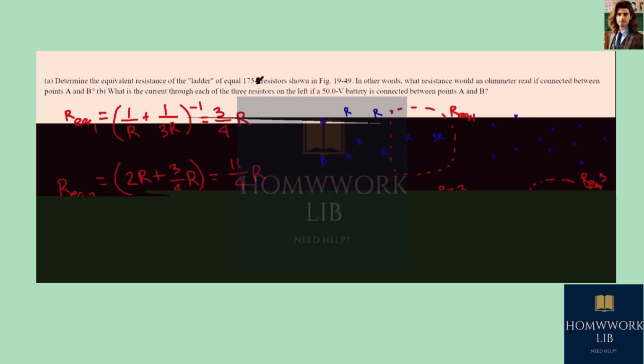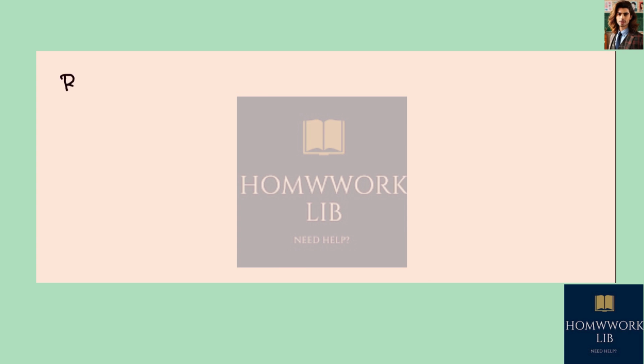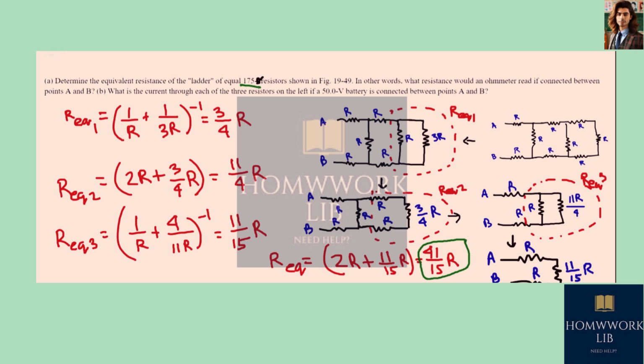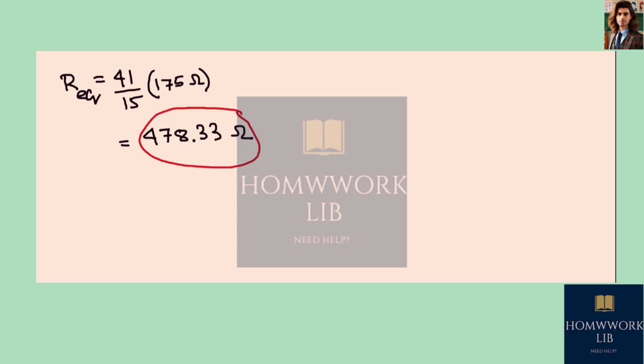Now since we know the value of R, which is 175, we can evaluate the expression. So it's going to be 41 over 15, and R is 175 ohms, and so the final answer is going to be 478.33 ohms. So yeah, that's the equivalent resistance across the points A and B.